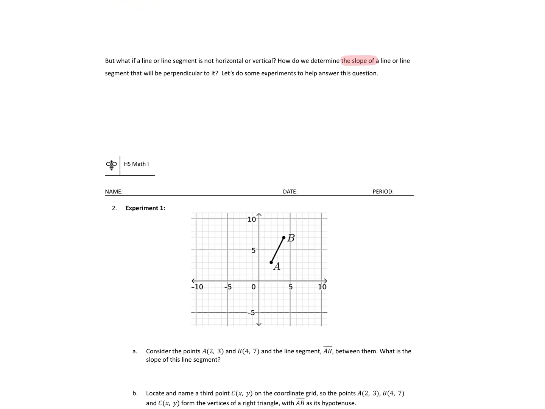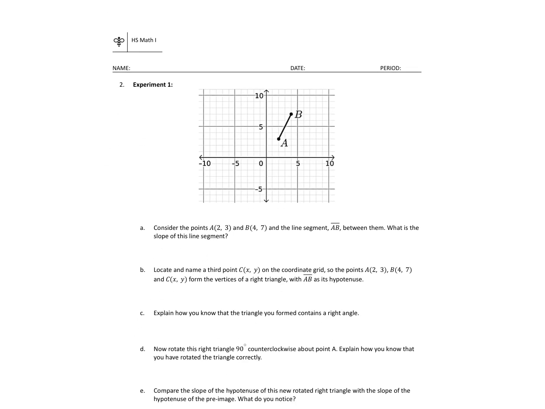So let's go ahead and do our first experiment. Our first experiment gives us a line segment, AB. A starts at (2, 3) and B starts at (4, 7). And the first thing that they want us to do is find the slope of AB. So I'm going to go ahead and do that.